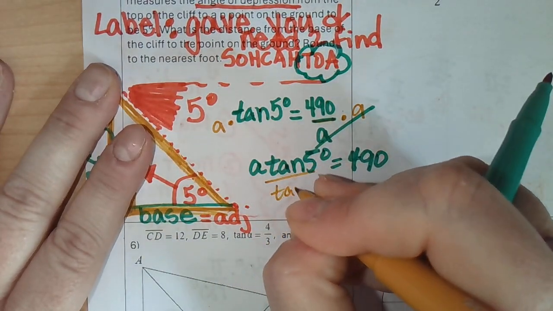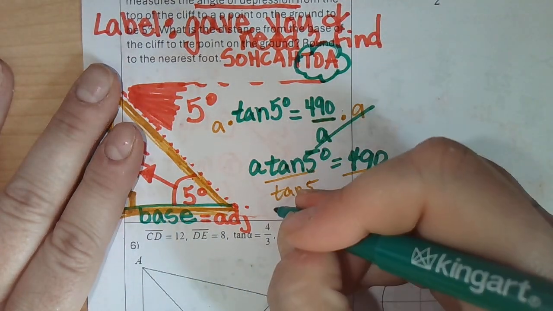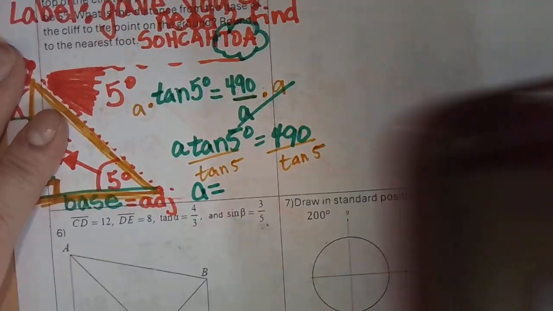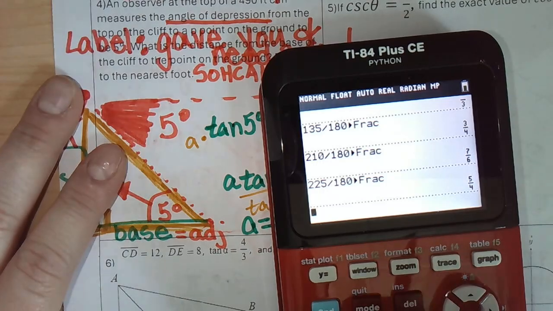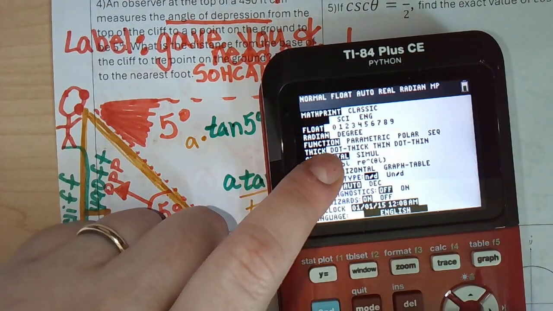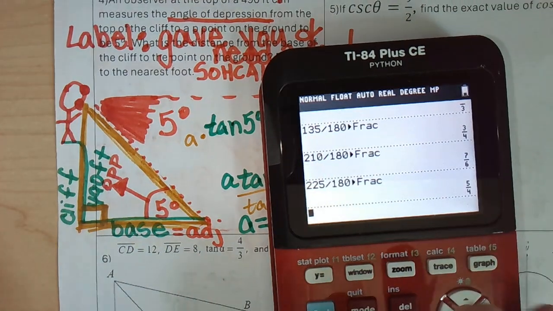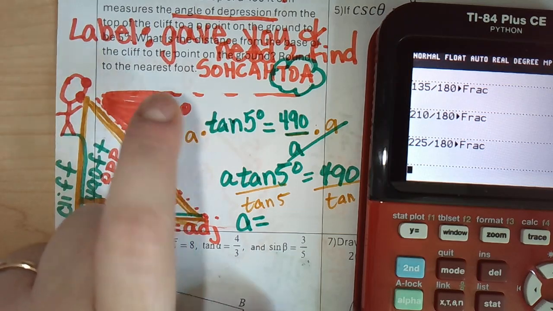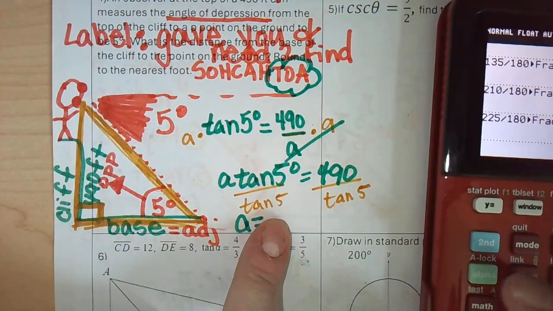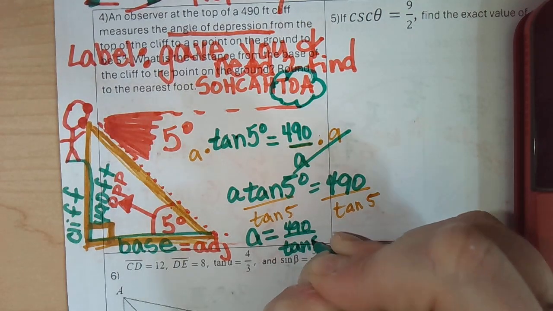Then we divide by tan 5. And we make sure we are in degrees. So we got to press mode and change ourselves to degree. And how do I know I'm in degrees? Because duh, there's a degree right there. Okay, so I'm typing in my calculator 490 over tan 5.